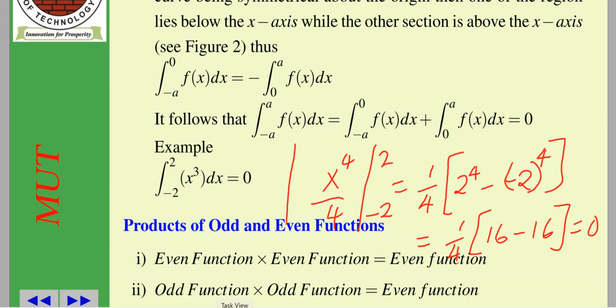You don't even need to work it out. It will automatically be equal to 0.